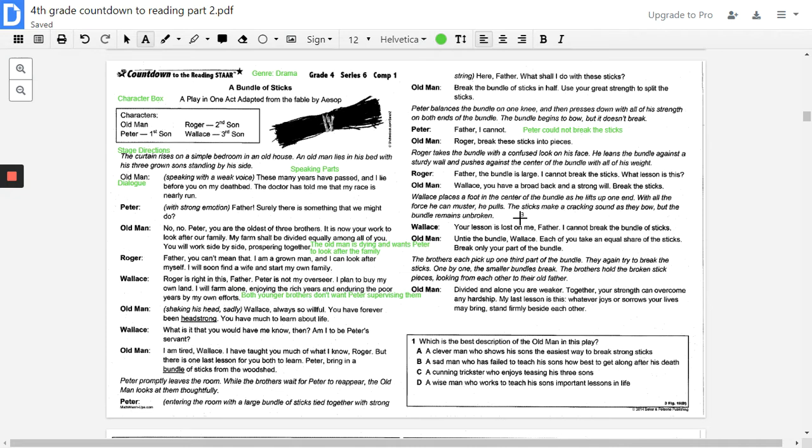Old man: Untie the bundle, Wallace. Each of you take an equal share of the sticks. Break only your part of the bundle.